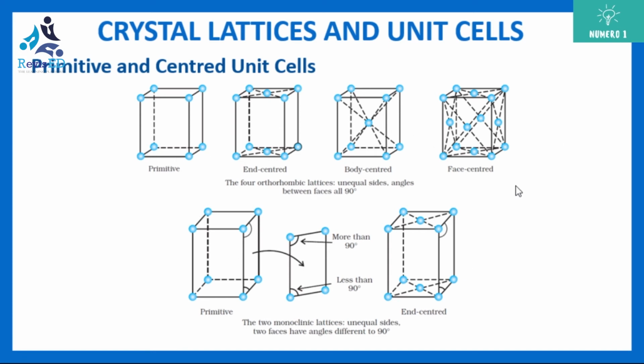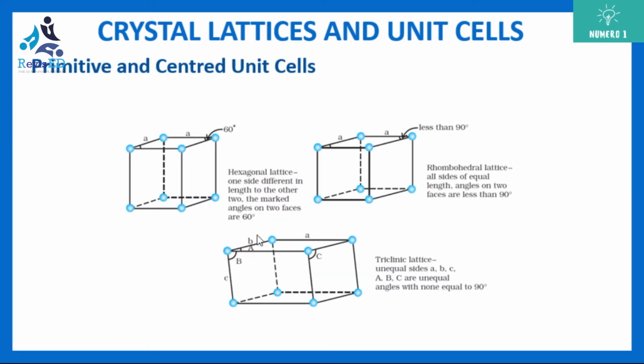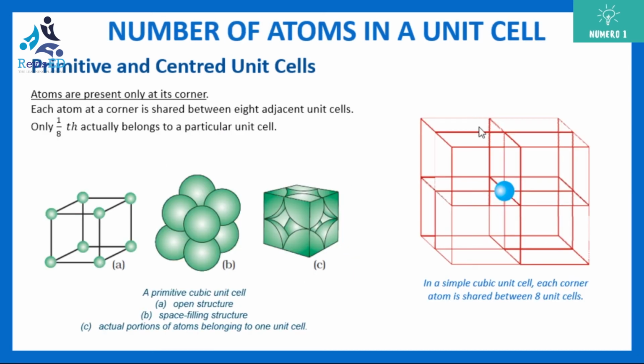And here are the other lattices: hexagonal, then rhombohedral, then triclinic. All are represented in this way. Now let's focus our attention on the number of atoms present in a unit cell.